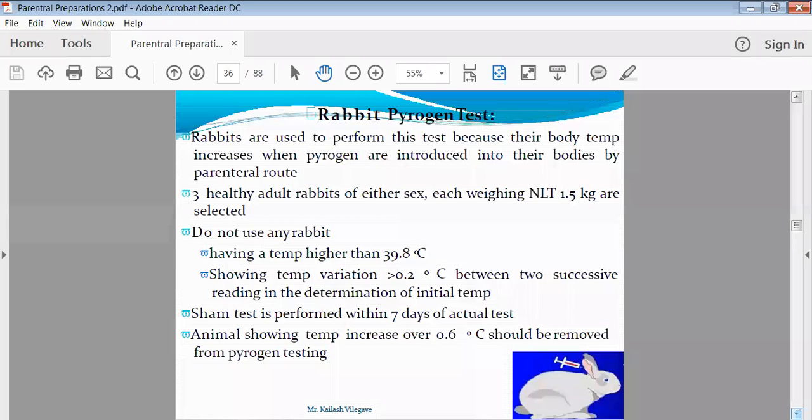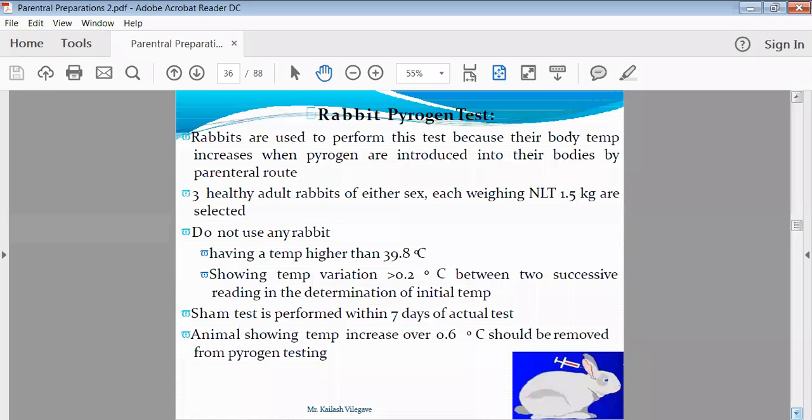Then the next test is the rabbit pyrogen test. By using this rabbit pyrogen test, we can detect the pyrogens. In previous slides, we have seen the problems along with pyrogens. Now we'll see how to detect pyrogens.